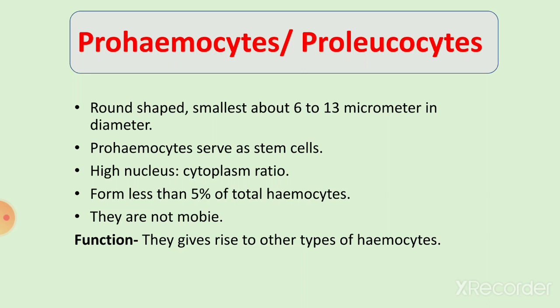The cells have ribosomes and mitochondria, but only little endoplasmic reticulum and Golgi apparatus. The prohemocytes are not mobile and do not participate in phagocytosis. The function of this type is that prohemocytes are a kind of stem cells as they give rise to other types of hemocytes.